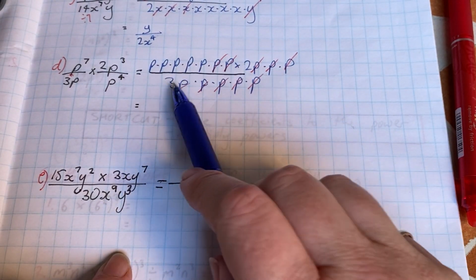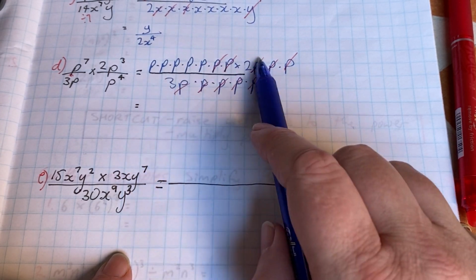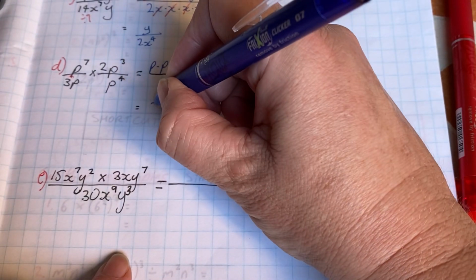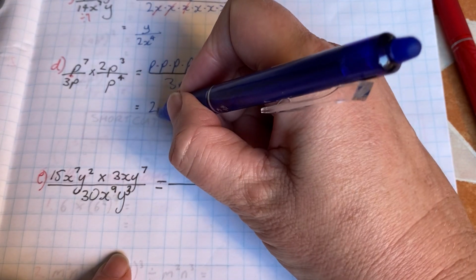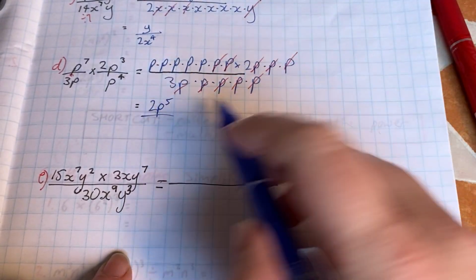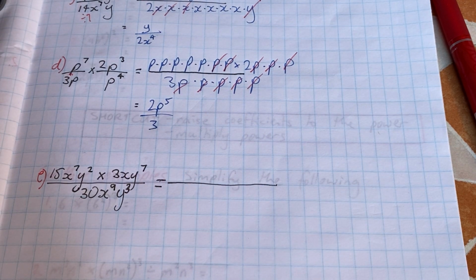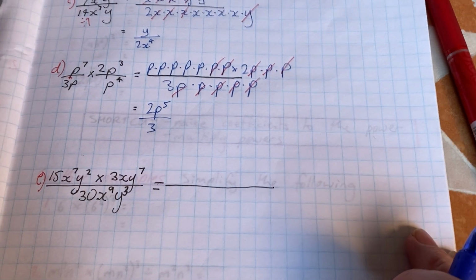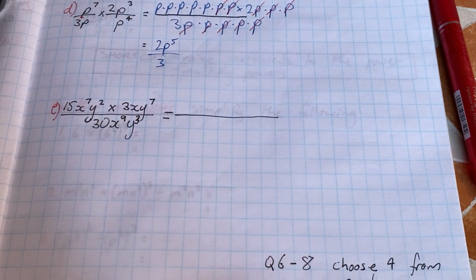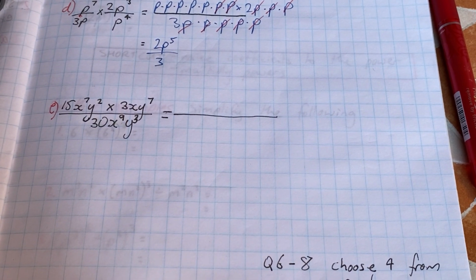Now let's look at these numbers. They can't simplify. So we've still got a 2 on the top, p to the 5 on the top, and on the bottom we've got that 3. So you need to keep the numbers where they belong, top or bottom, numerator or denominator. 2 in the numerator, 3 in the denominator.